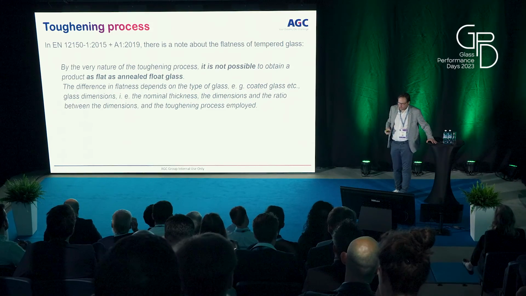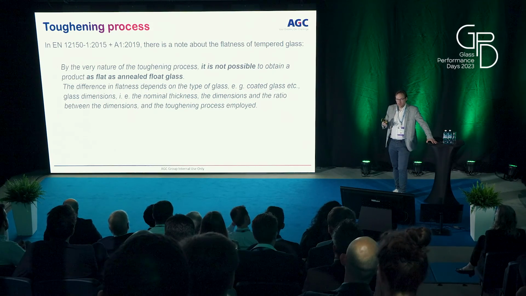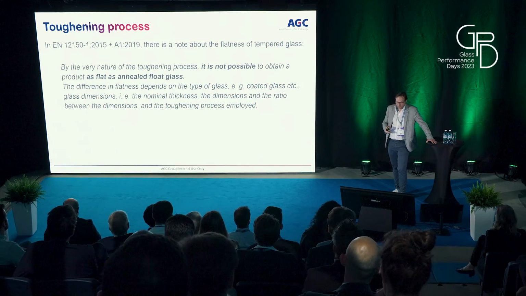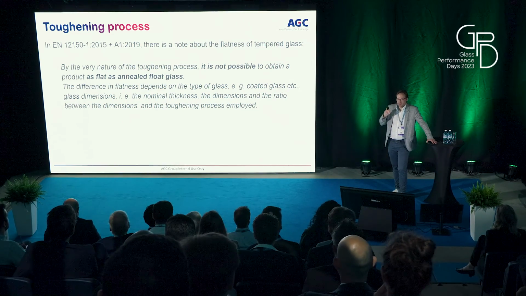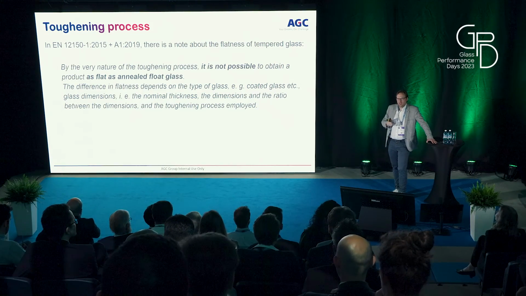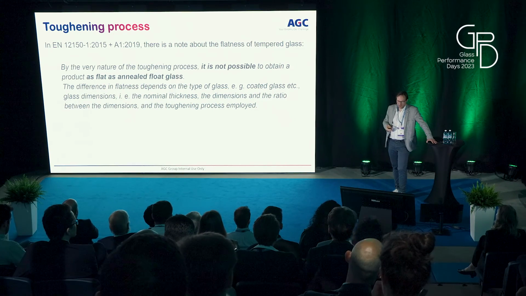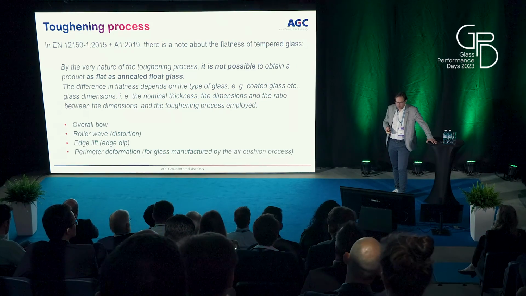And this means, when you look at the standard as well, you can't get, which is inherent to the tempered glass, a flat glass as annealed glass as described before. So it's typical that tempered glass has another type of flatness, as it is distorted, with different kinds of distortions, which are also described.